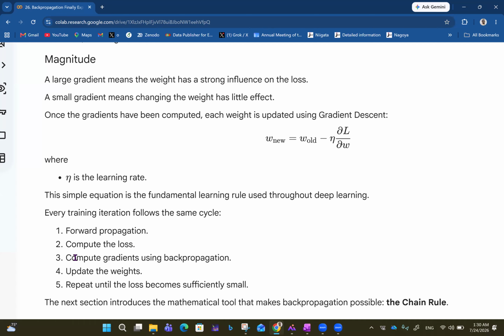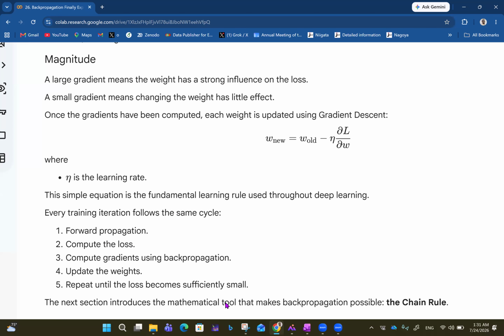What's the difference like? Then the next thing, you compute the gradient using backpropagation to see how each weight affects the loss, how each weight either increases the loss or decreases it, and then you decide which one should you increase, which one should you reduce. So then you update the weights like that, then you repeat until the loss becomes sufficiently small.